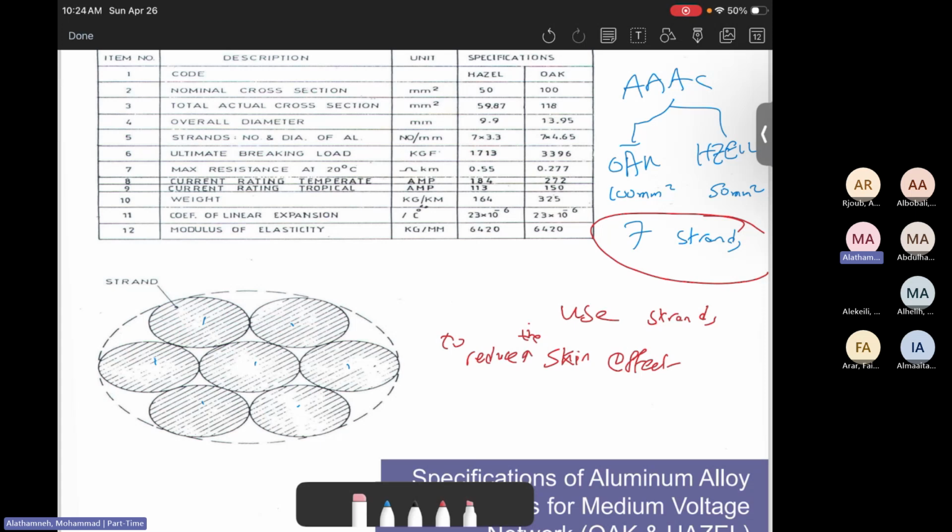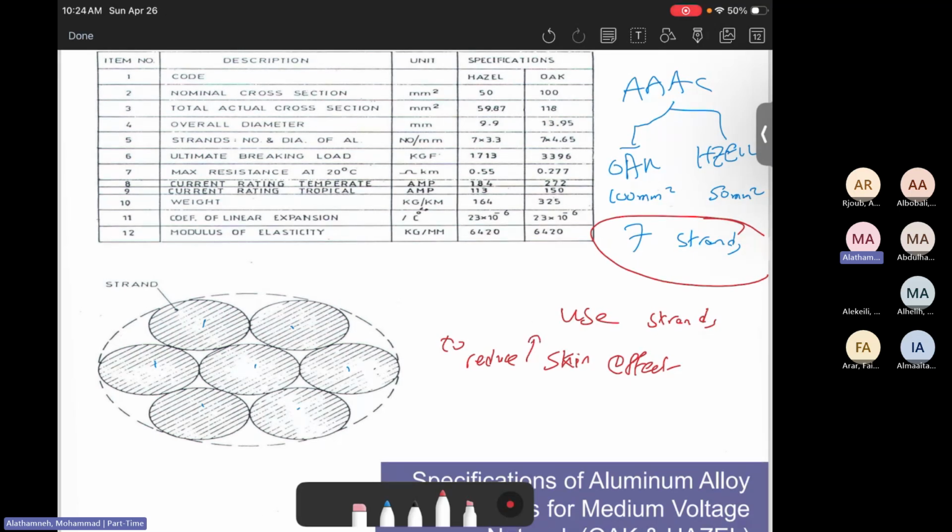Now, what do I mean by skin effect? Does anybody know? What does skin effect mean? If you know, please speak. You can answer.